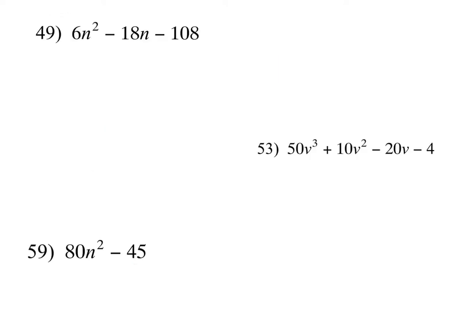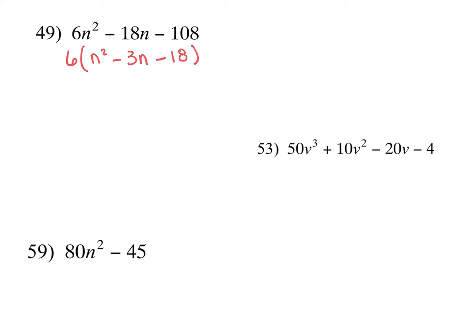Remember, your first step in factoring is to look for a common factor. In this case, you're going to say 6 goes into all of it. So the first thing you're going to do is you're going to take a 6 out. 6 divided by 6 gives you the 1n squared. 18 divided by 6 gives you 3n. 108 divided by 6 gives you 18.